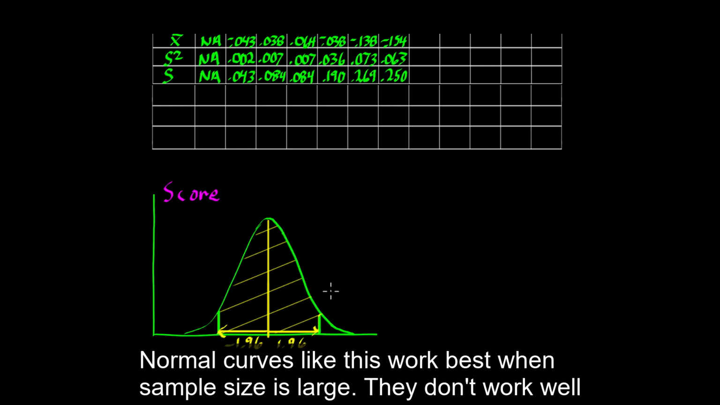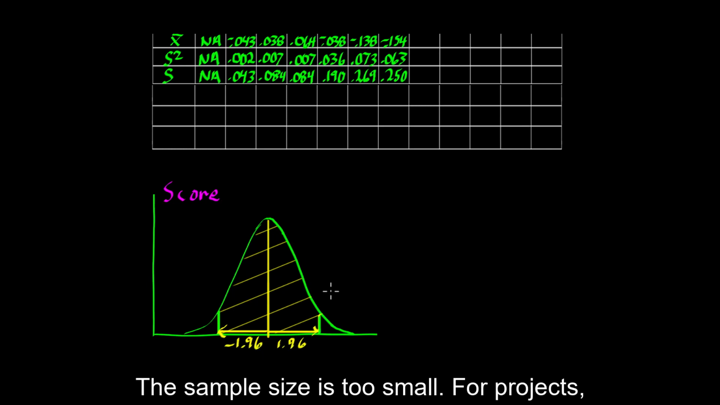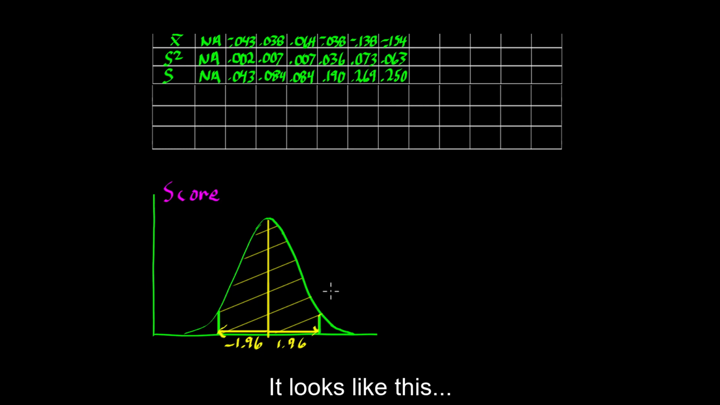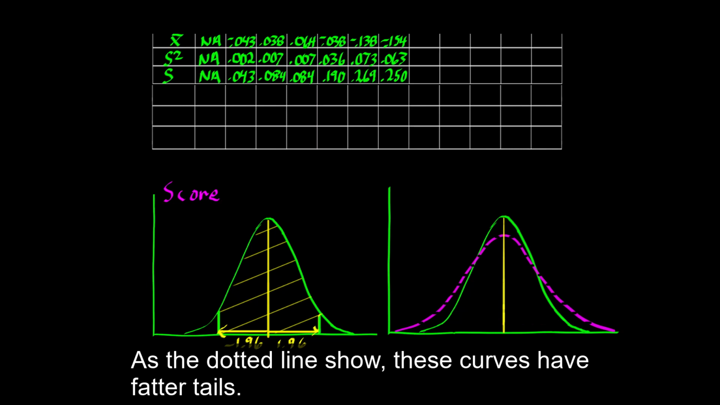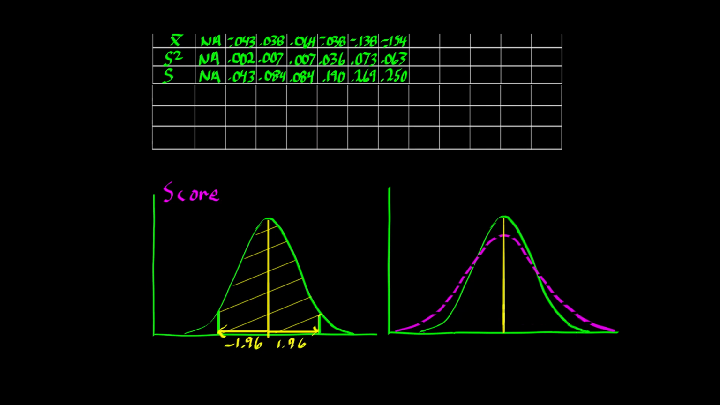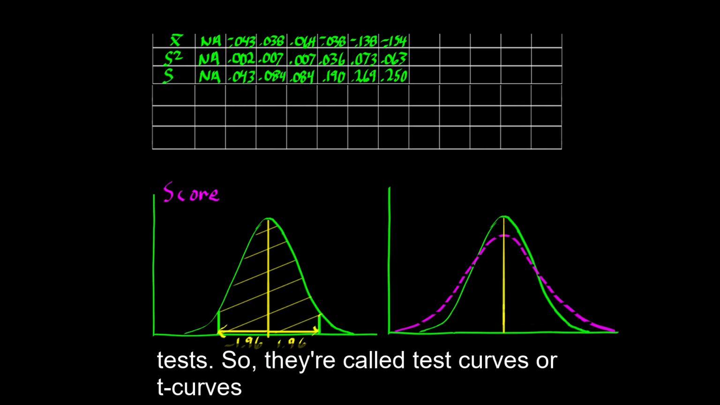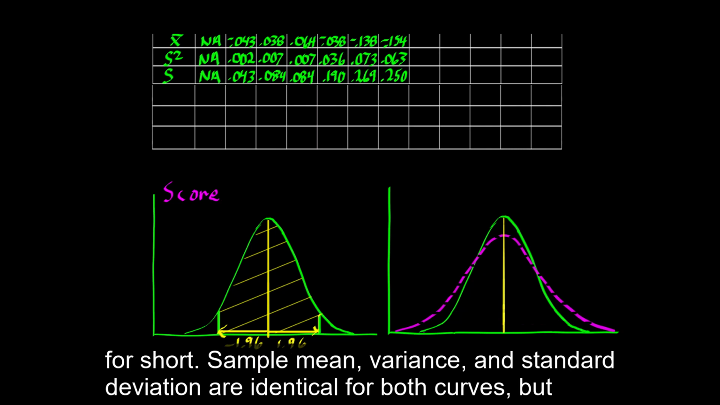Normal curves like this work best when sample size is large. They don't work well for projects. The sample size is too small. For projects, a different bell-shaped curve works better. It looks like this. As the dotted lines show, these curves have fatter tails. Such curves were developed for industries that require small samples, also known as tests. So they're called test curves, or T-curves for short.